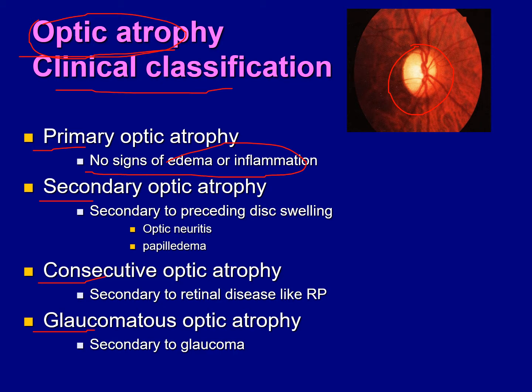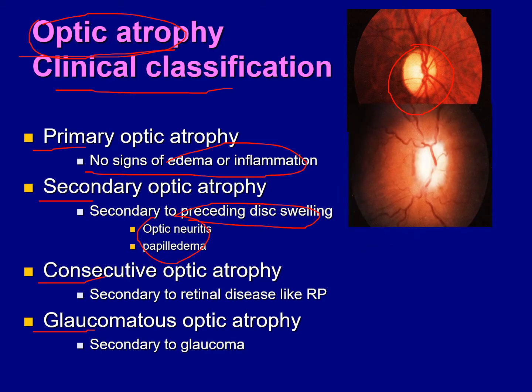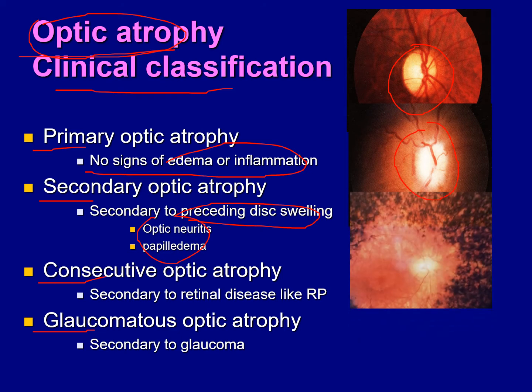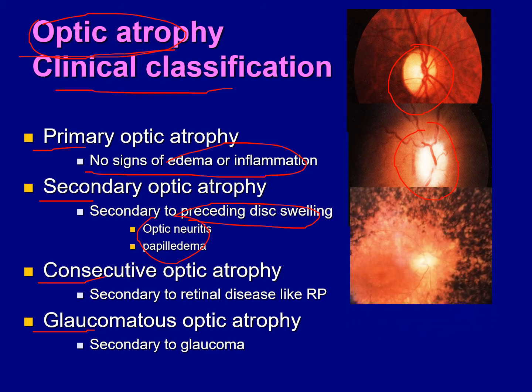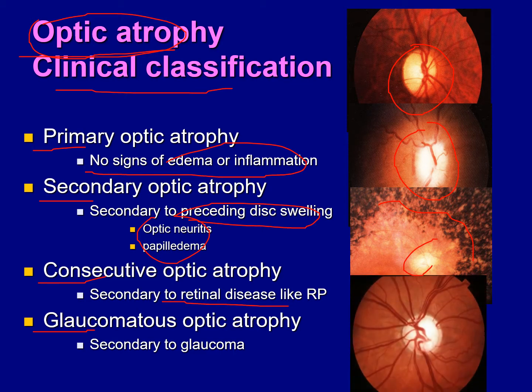Secondary optic atrophy is secondary to preceding optic disc swelling, which could be because of different clinical conditions. Because of the swelling, the optic disc margins will be blurry, that you can see here. Then is the consecutive optic atrophy, which is secondary to a retinal disease. So in addition to the optic atrophy, you can see the retinal disease signs as well. And glaucomatous optic atrophy is secondary to glaucoma, in which the cup is quite big, though the margins are clear. So these are the 4 types of optic atrophy according to clinical classification.